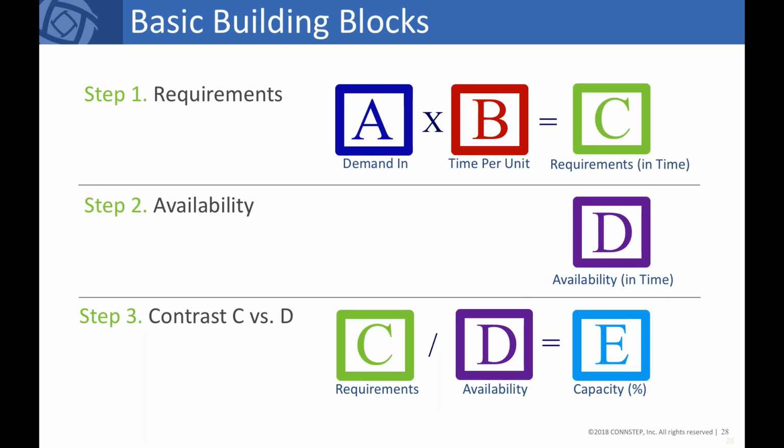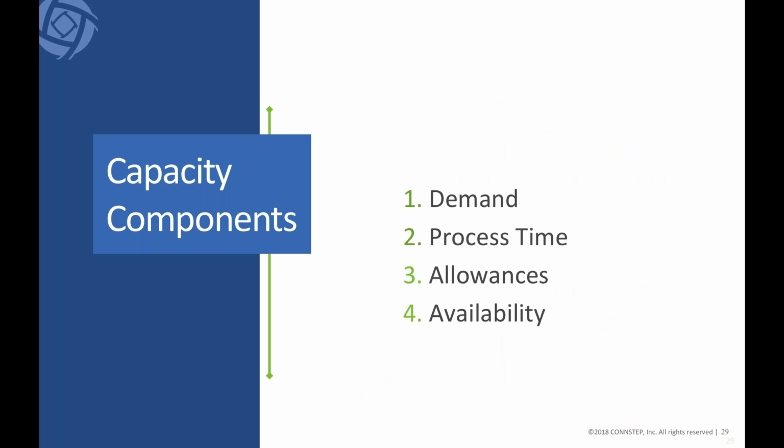The basic building blocks of capacity, step 1, we take the demand and multiply it times the time per unit. That's really what we call cycle time times demand. That equals requirement, C. And then we look at our availability, which is D. We contrast C against availability D, and that's capacity in percent. And that's literally how the calculations work. So the basic components for capacity are, we need to understand our demand. We need to know all of our process times, what our allowances are, and availability.